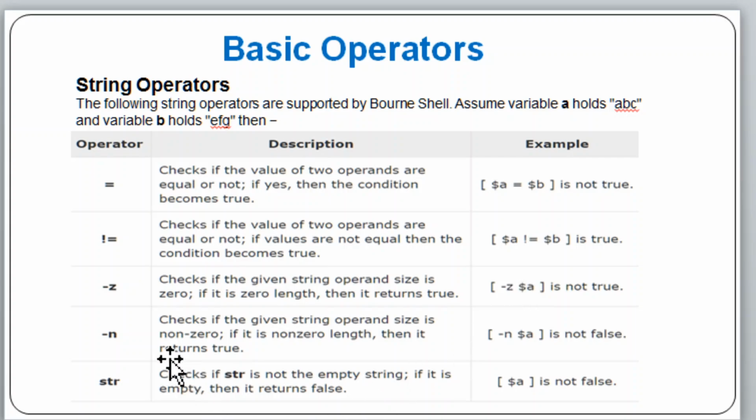Length is not 0. Dash N checks if the given string operand size is non-zero, meaning there is something in it. Dash N A. If it is non-zero length, then it returns true. So we see dash N A is not false. This is a weird way to word it. Okay, this just means it's true. So is not false, meaning it's true. And then we have str, and this checks if the string is not the empty string. If it is empty, then it returns false. So we could put str A, and then is not false.